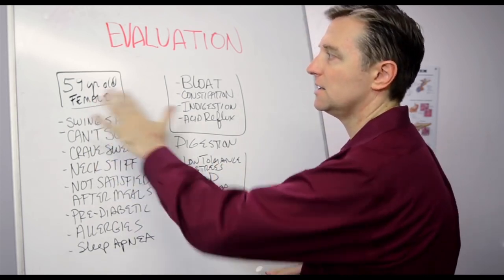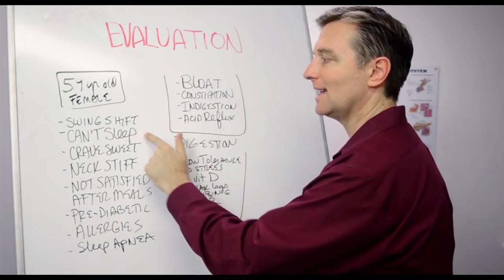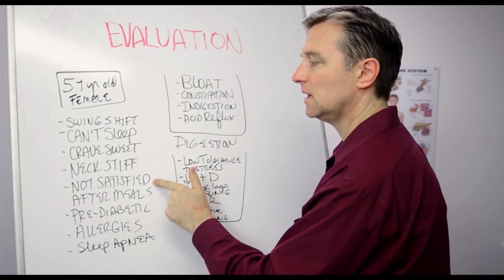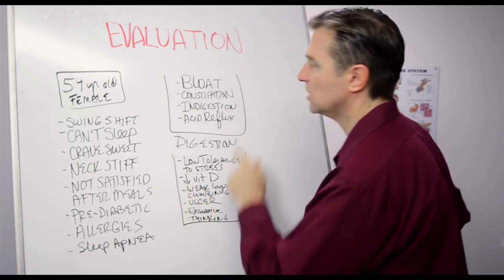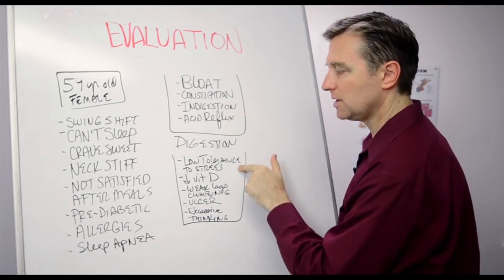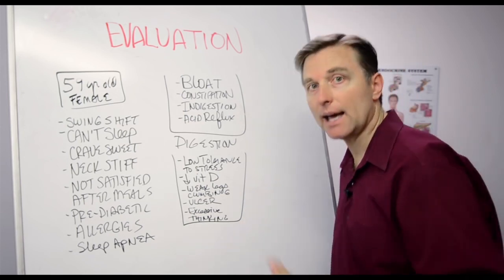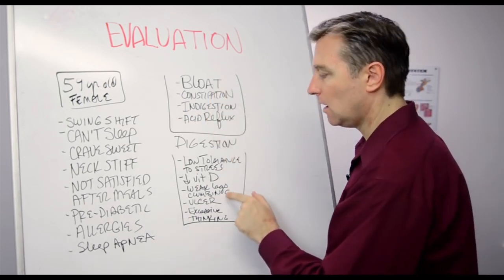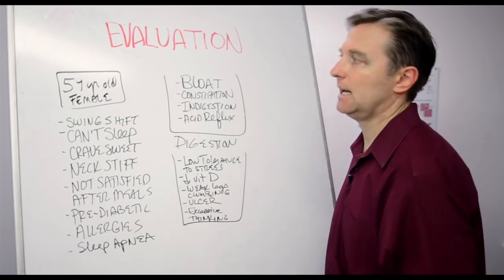So let's just take a look at this 59-year-old female. She works swing shift, can't sleep, craves sweets, neck stiff, not satisfied after meals, pre-diabetic, allergies, sleep apnea. She bloats, constipation, indigestion, acid reflux. Low tolerance to stress, low vitamin D level, weak legs when she climbs or does incline. Ulcer, she had a history of an ulcer, excessive thinking, analyzing.